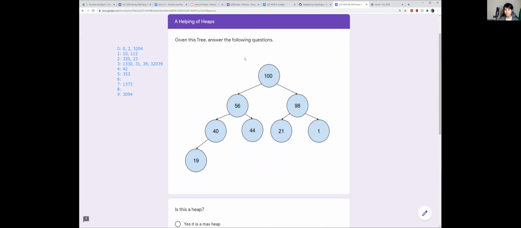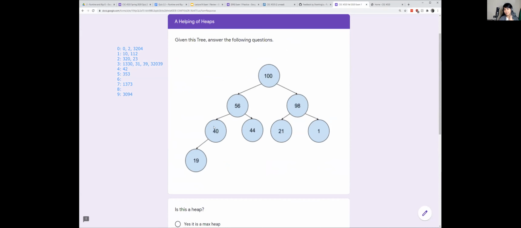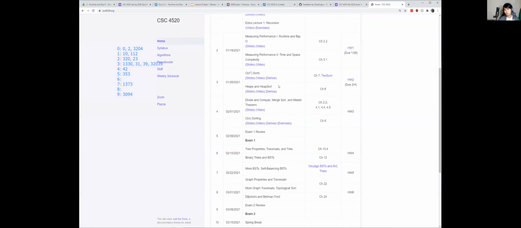Okay, moving on. The next thing here is about heaps. The thing you need to notice here is that we don't know whether or not this is actually a heap. I said that this was a tree, and we had to decide whether or not this was a heap. So you had to remember the definition of a heap, which is in the heaps and heap sorts demo.